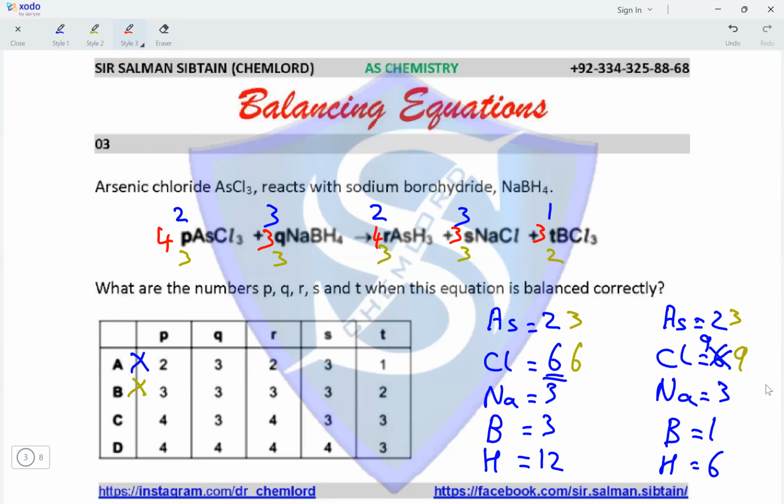So for arsenic, it would be 4 on the left and 4 on the right, which is consistent. For chlorine, it would be 4 times 3, so 12 on the left, and on the right, it would be 3 plus 9, which is also 12, which makes it consistent. For sodium, it would be 3 on the left and 3 on the right. For boron, it would be 3 on the left and 3 on the right. And for hydrogen, it would be 4 threes are 12 on the left, and on the right, it would be 4 threes are 12 on the right. So for option C, all of the given molar ratios correspond to consistency with the number of each element on both sides of the equation, making option C the correct option for this question.